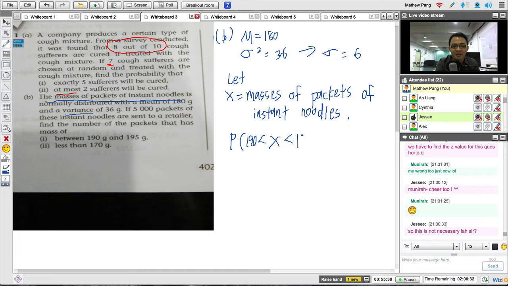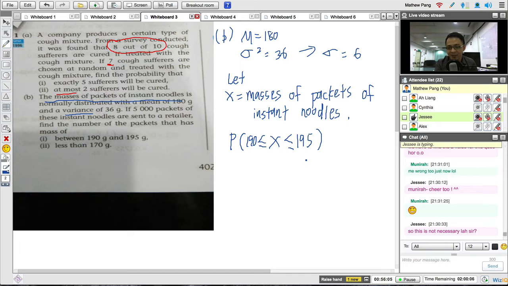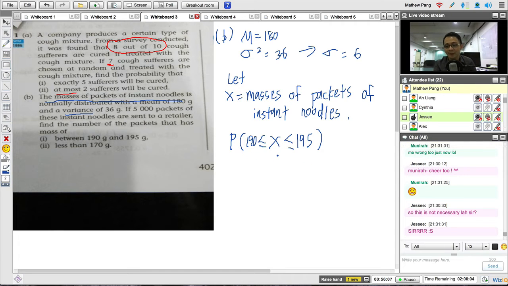190 and 195. Only in this part, this symbol with equal and without equal makes no difference. I mean in the bell-shaped diagram part. Just now, at most one, the equal sign matters. But in this case, it doesn't matter. So if some students forget to write the equal, it's fine. If you do write the equal, it's fine also.